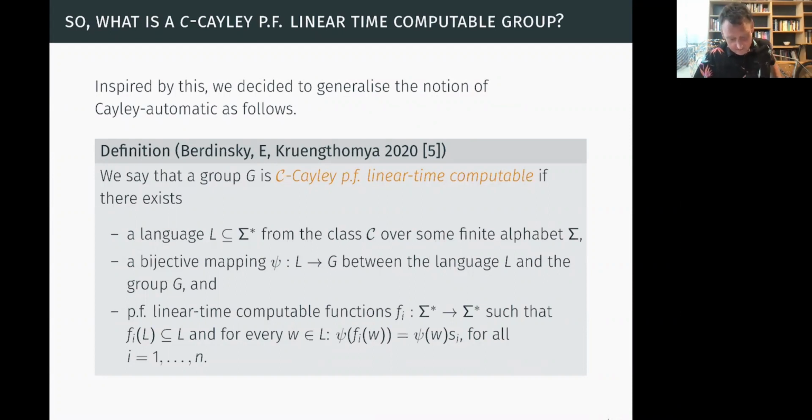And here it is. You say that it has one of these structures if there's a language from a class C, where C is some formal language class like context-free or context-sensitive or something. So we're not requiring the original language to be regular. However, we're requiring, and we want a bijection between the language and the group.